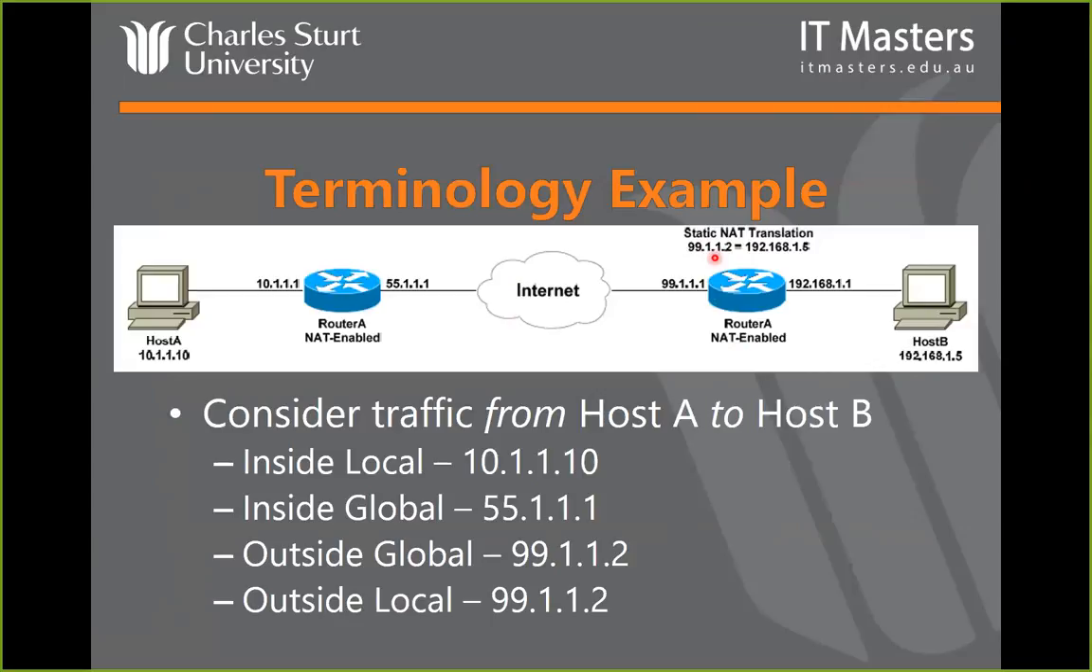Now the outside global and outside local are still going to be exactly the same. They're both going to be the same IP address because they're from the perspective of host B. So if host B is talking to host A, then in both cases the outside global and local is going to be 55.1.1.1. And that's not going to be any different.